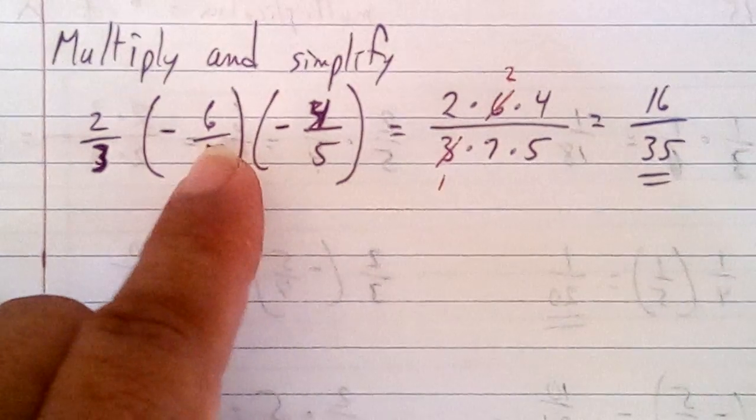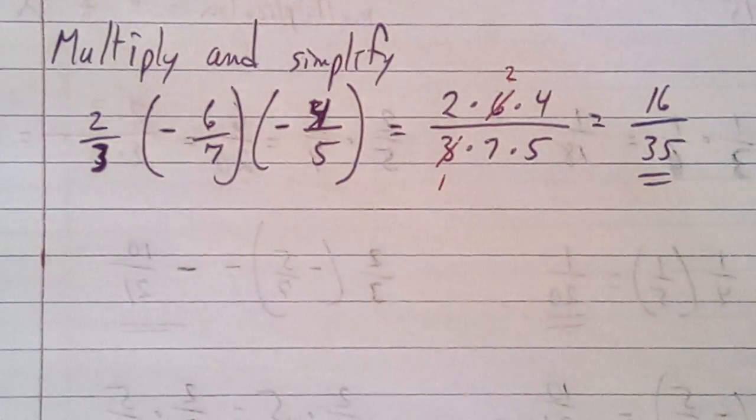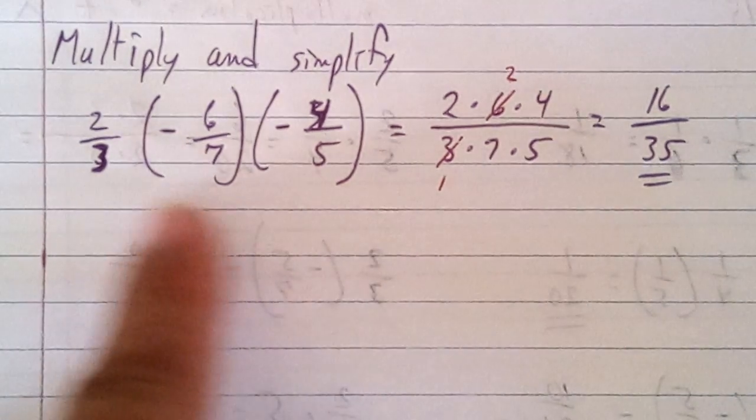Okay, for that one there, what happened to the negatives? Well, we know that two negatives when multiplied will give us a positive, and that's what happened, so we could disregard the negative sign from that particular problem there. Okay, we just need to keep in mind when we're having negatives in our multiplication.